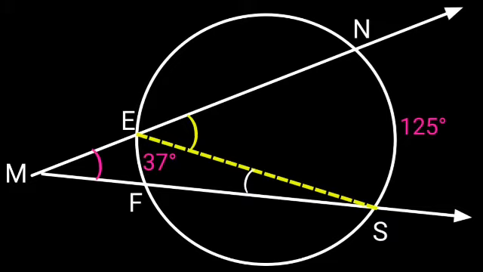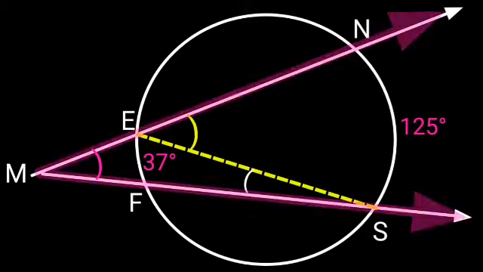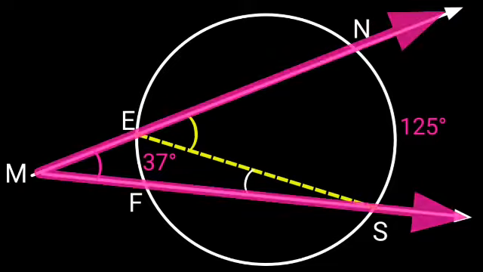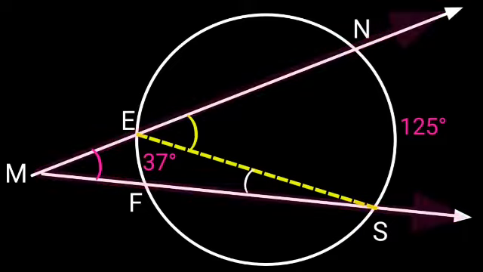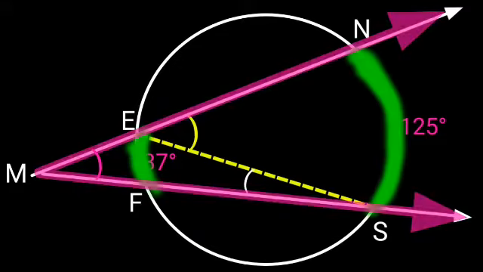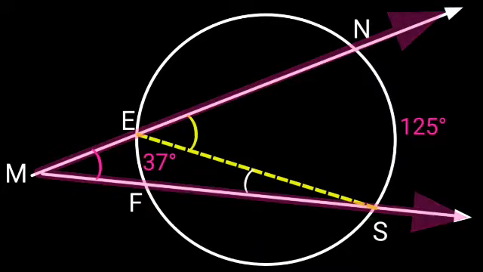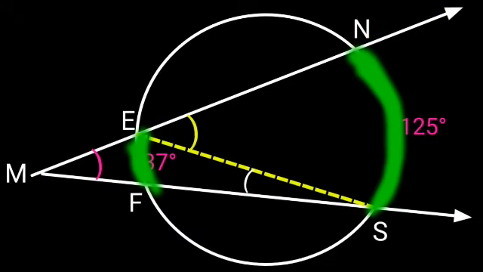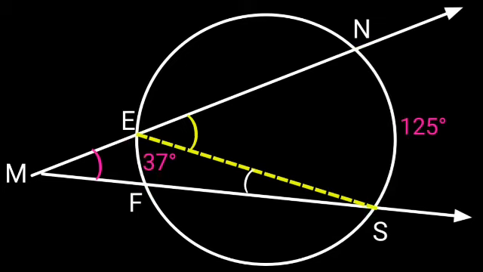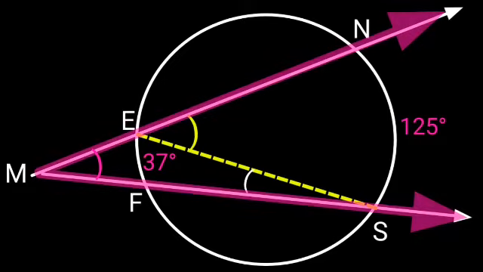In this figure, angle NMS intersects this circle at point E, point F, point N, point S. From this angle, arc EF and arc NS are intercepted by this angle, and we have been given in this example arc NS is equal to 125 degrees and arc EF is given as 37 degrees. We have to find the angle NMS.